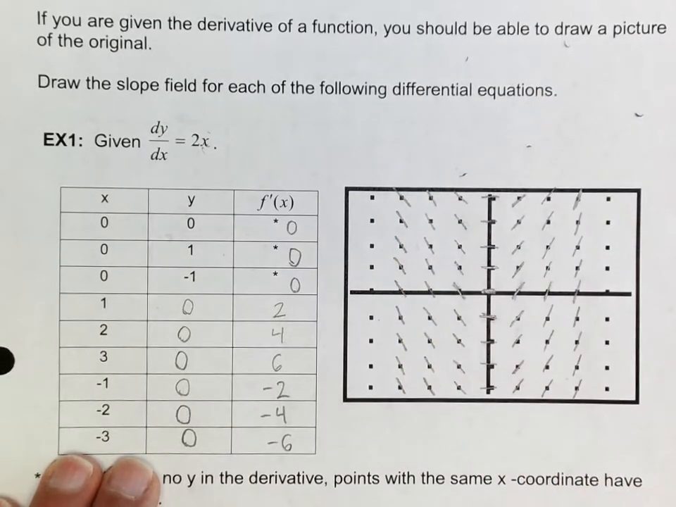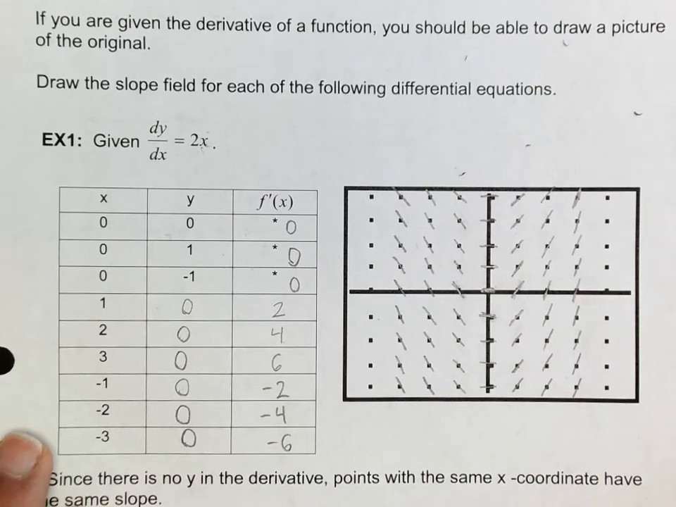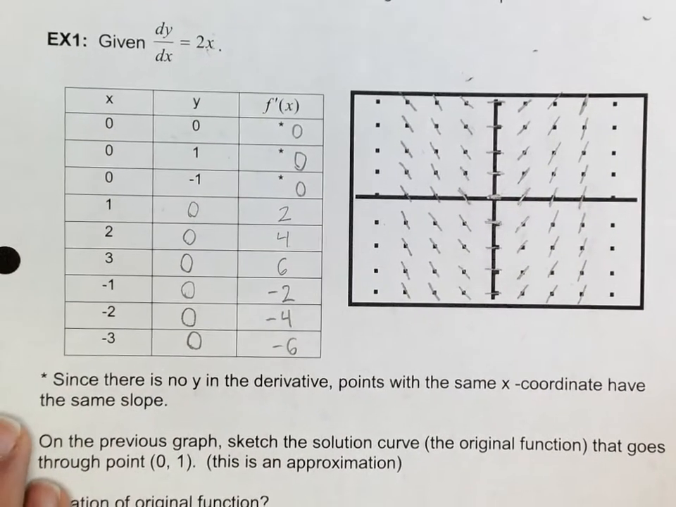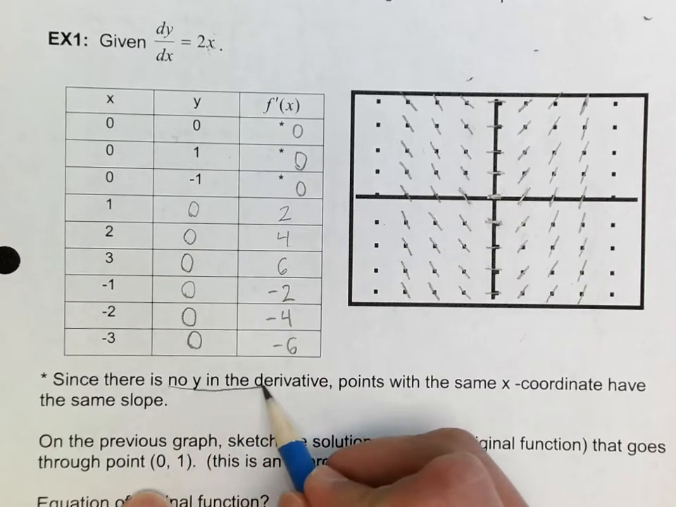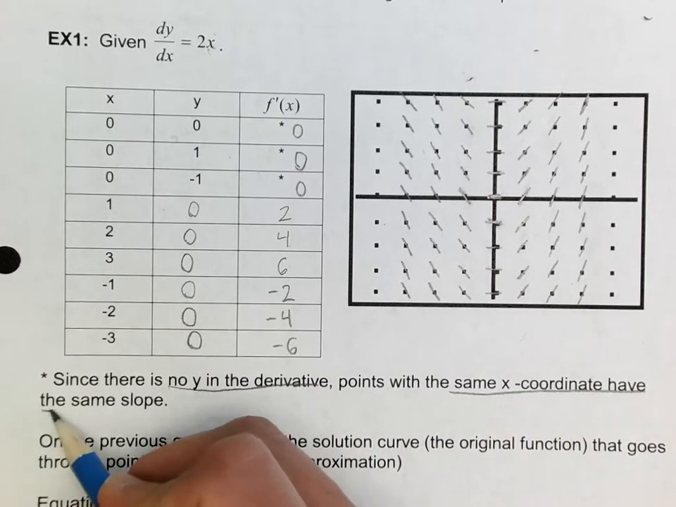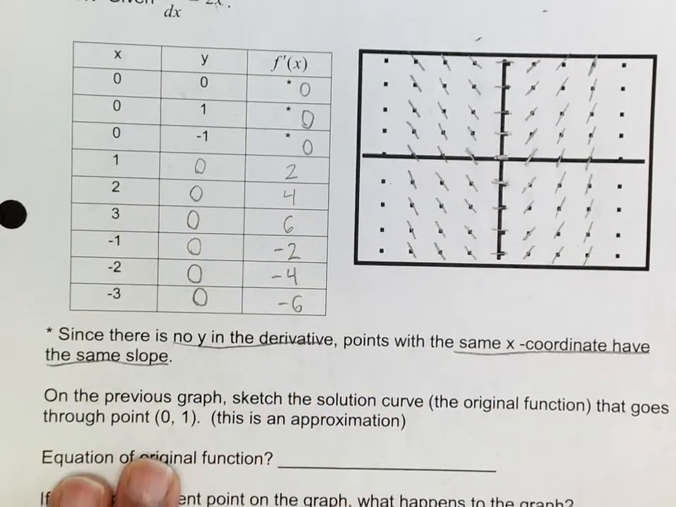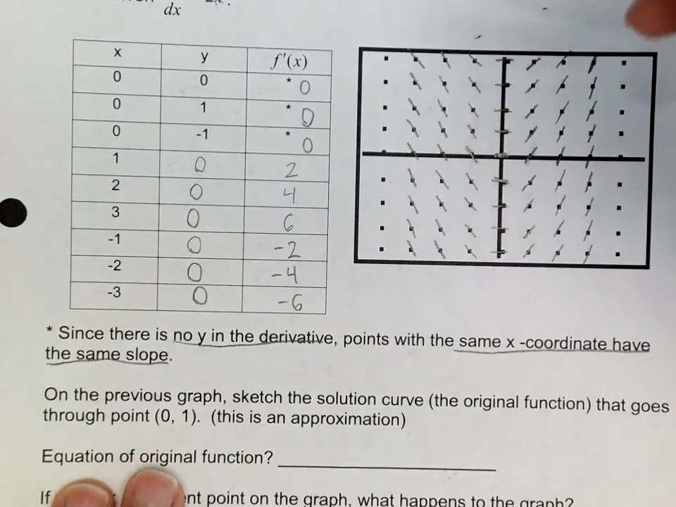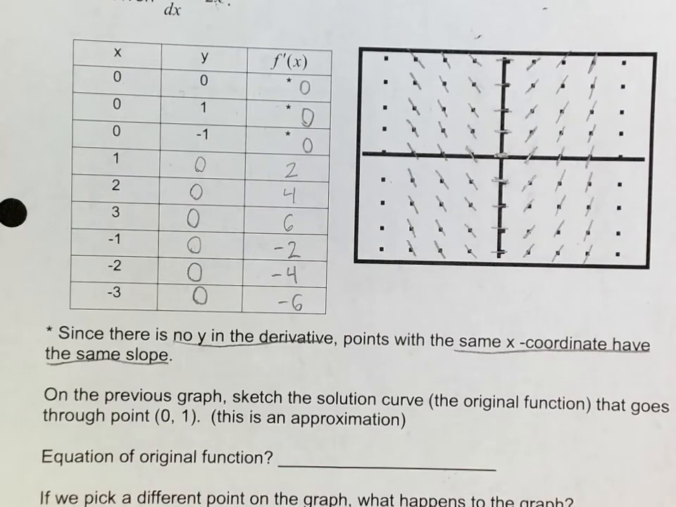Alright, so that's the slope field. What that's helpful for, and this is kind of what I talked about, there is no y in the derivative. Points with the same x coordinate have the same slope. That's the reason I was able to just go through and fill this in vertically.